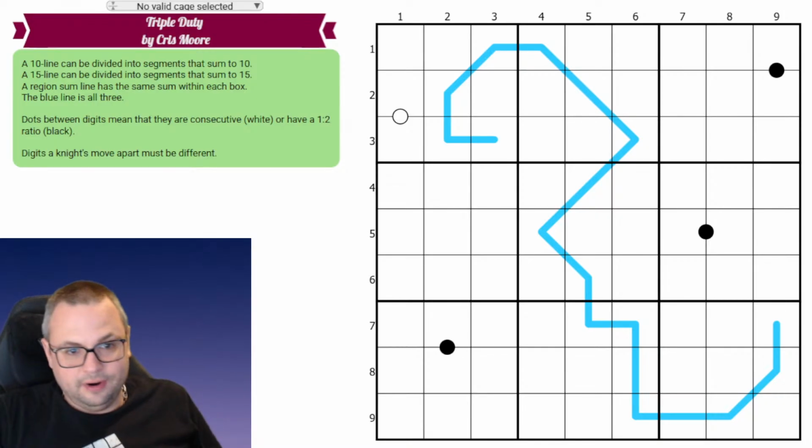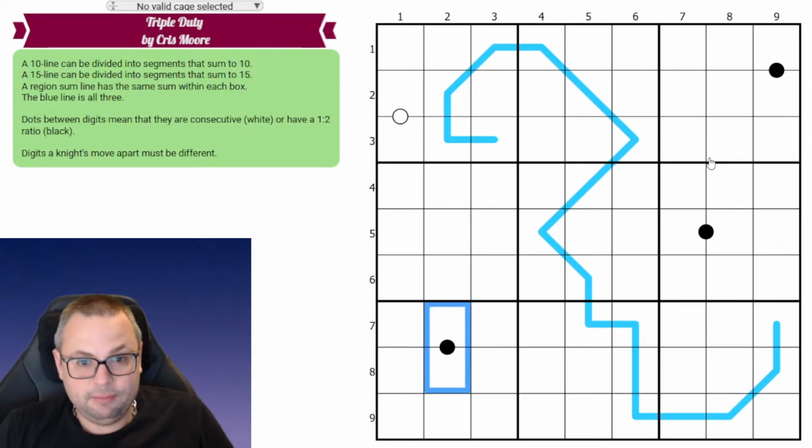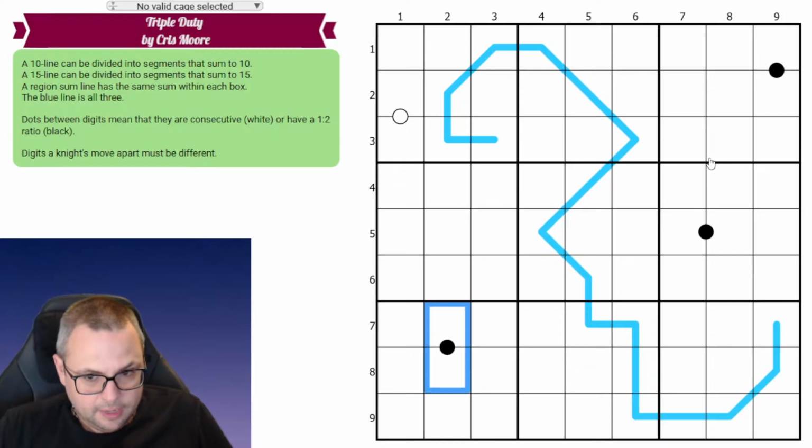We have white dots are consecutive, black dots are 2-to-1 ratio, and we do have anti-knight, which I will forget very rapidly.